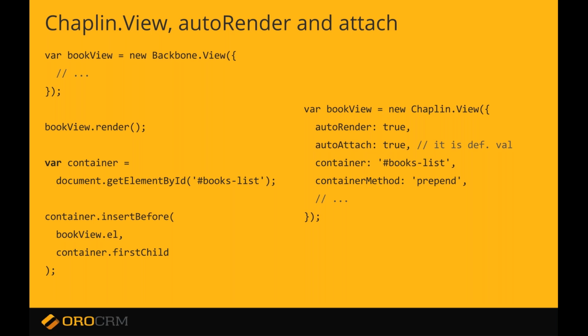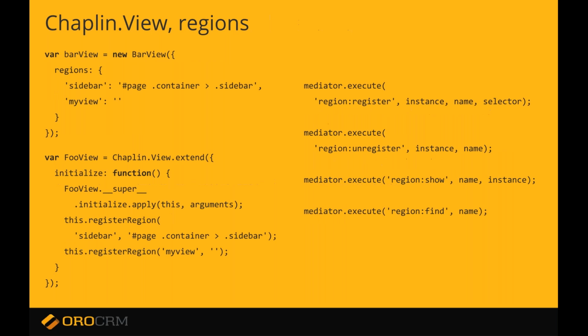And provide methods and container where the instance have to be attached. So we provide selector of container, it's book list, and define method which have to be used to add element into container. So we say it is prepend method, and once we create a book view, it will be rendered and attached to the DOM automatically by Chaplin.